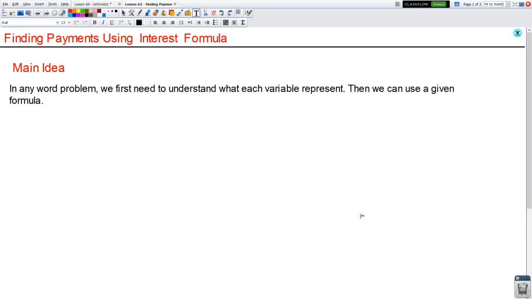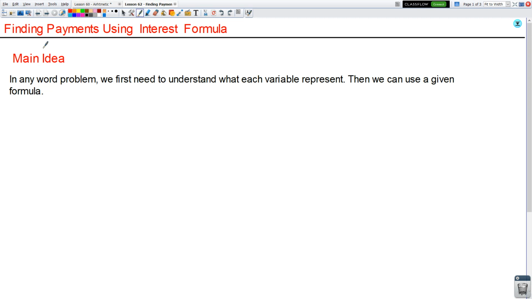Today, we will take a look into how we can find payments using an interest formula. The main idea here is that when it comes to interest formulas, most of the problems are going to be given to you in word problems. And in any word problem, we first need to understand what each variable represents in any formula. Then we can use the values for those variables in the formula. So keep that in mind.